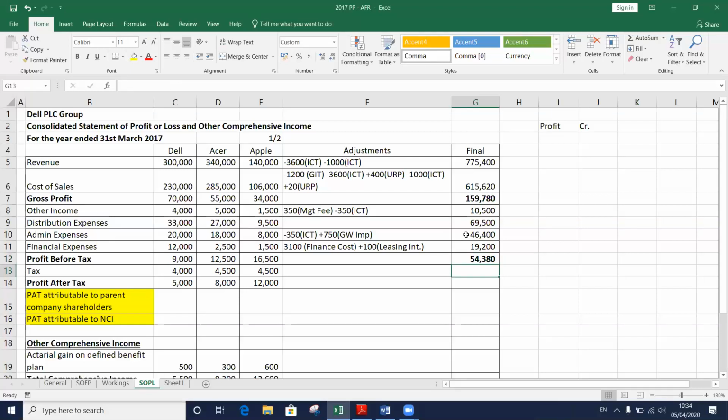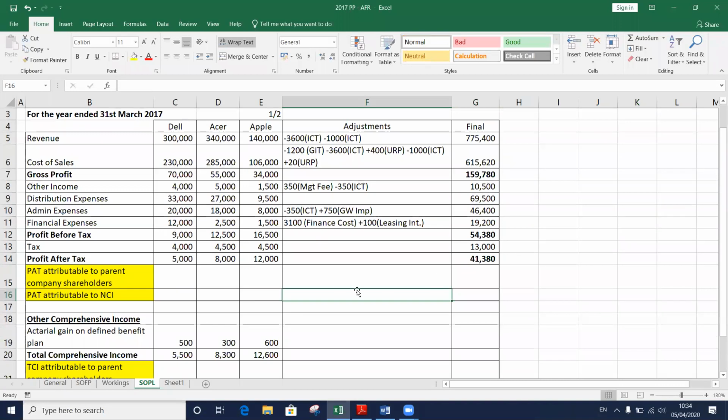80. Right. Tax means the sum of these three, 13,000. So our profit after tax should be 41,380. Right. Okay. Now we want to allocate this profit after tax between our parent company shareholders and NCI, right?